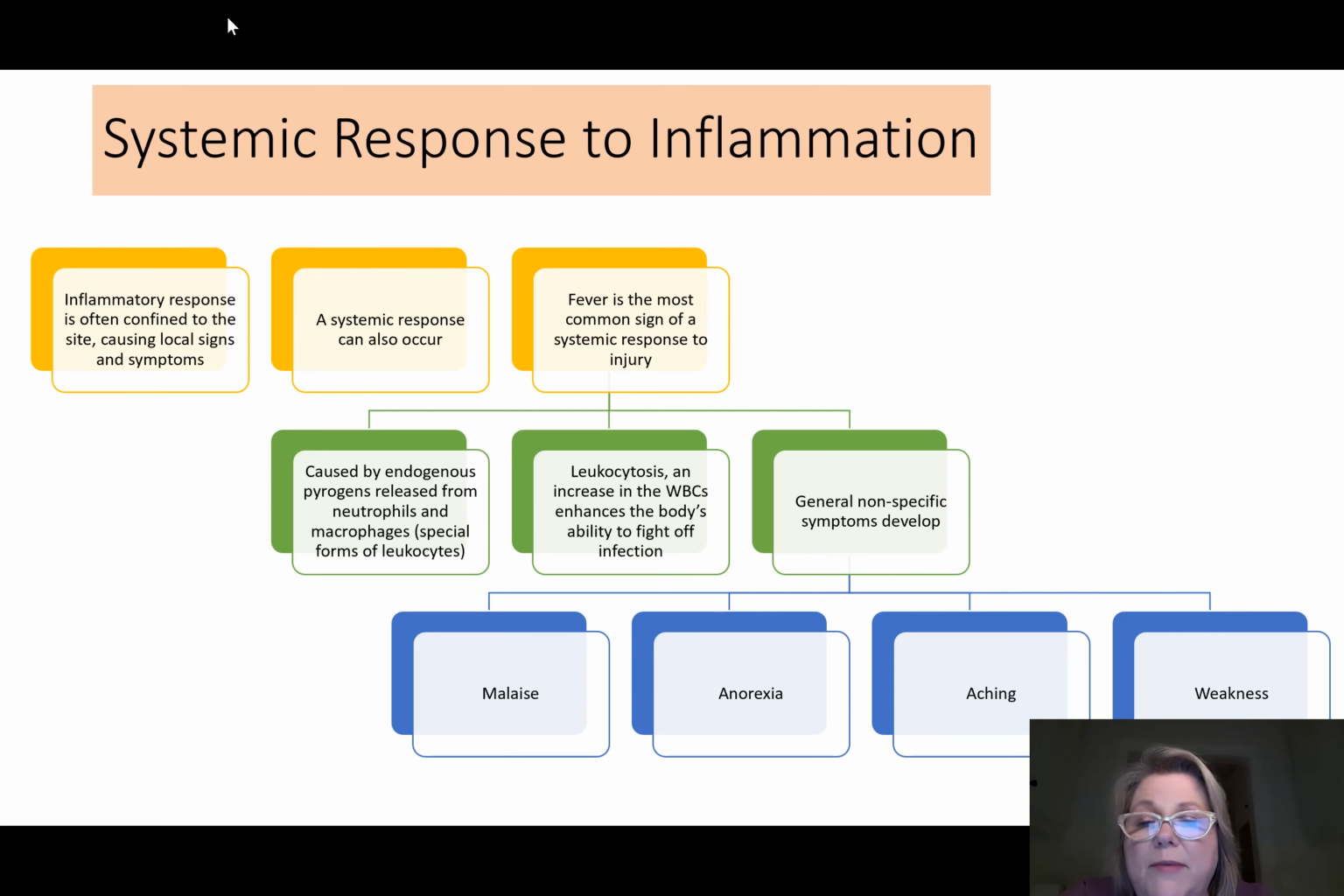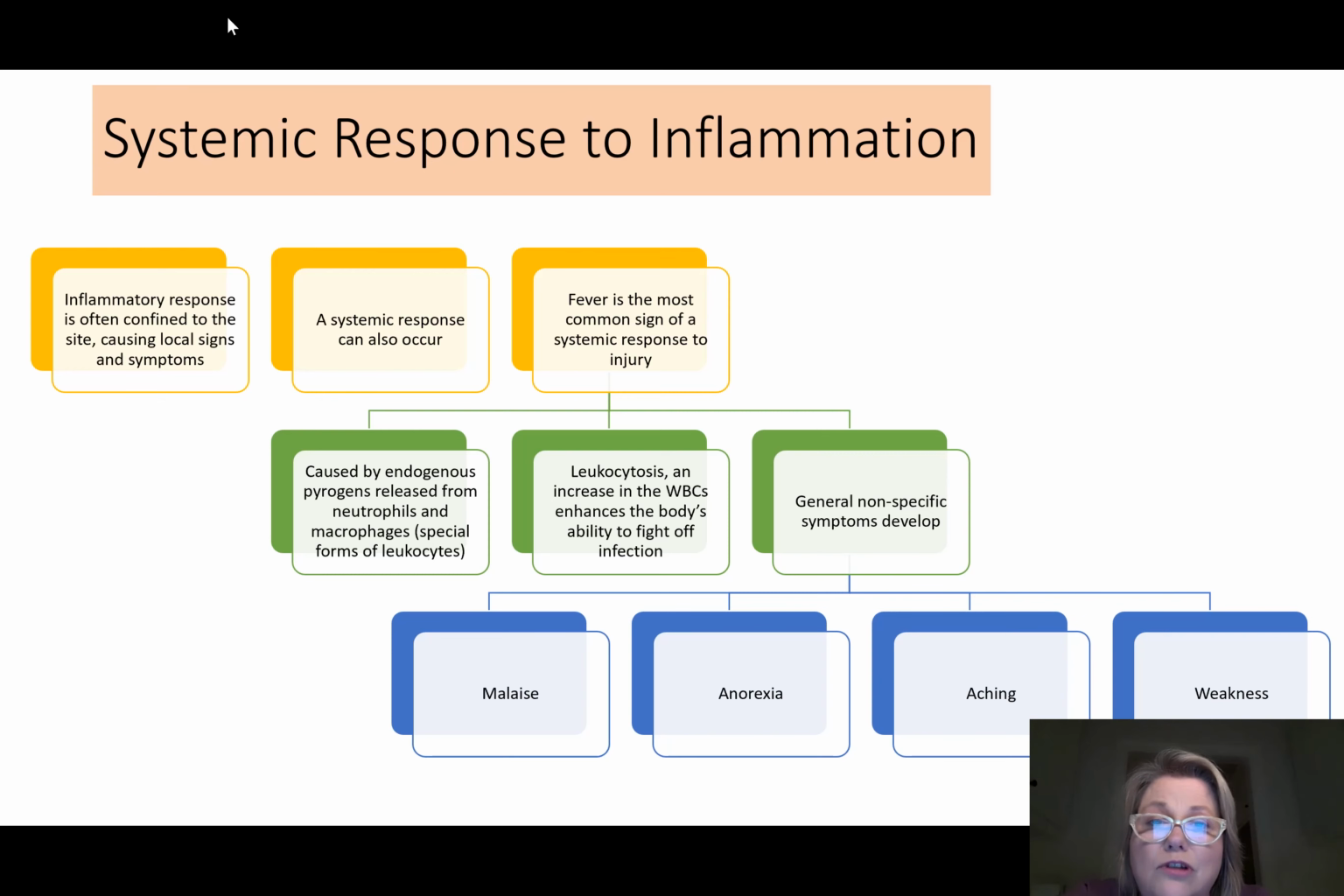Systemic response to inflammation: the inflammatory response is often confined to the site, causing local signs and symptoms. A systemic response can occur. Fever, again, is the most common sign of the systemic response to injury, and this is caused by pyrogens released from neutrophils and macrophages, which are special forms of leukocytes. Leukocytosis is an increase in the white blood cells and enhances the body's ability to fight off that infection.